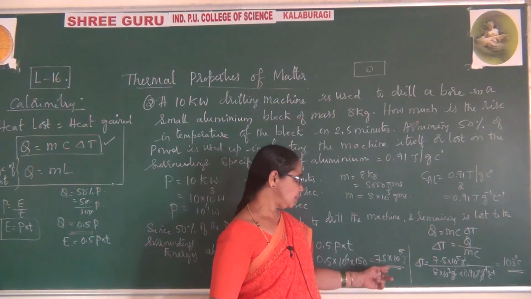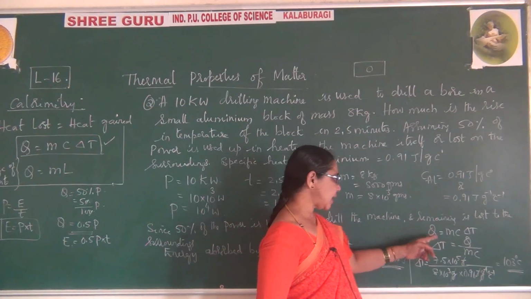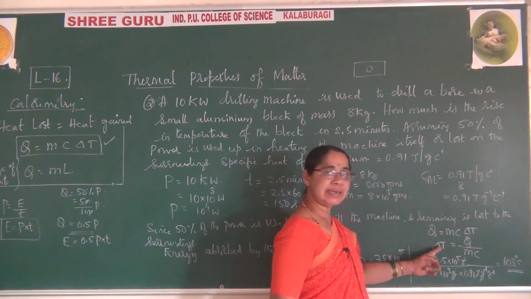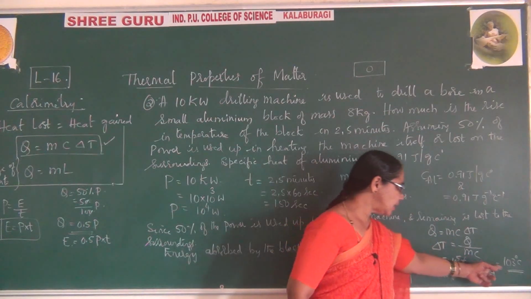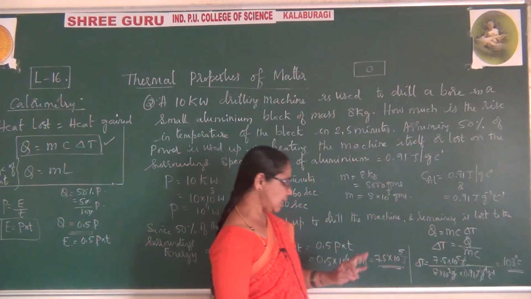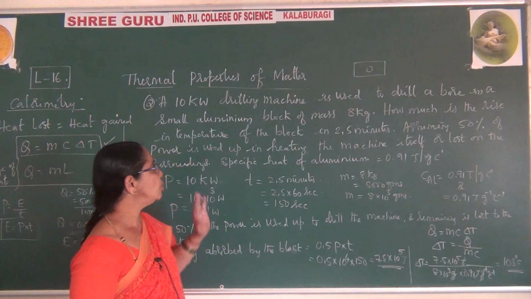You get this. Now after getting this, you calculate the quantity of heat, MC delta T, in terms of the rise in temperature. Substituting, you get this value. Hope you understand this one. Now you express it in degree centigrade by cancelling all the units.